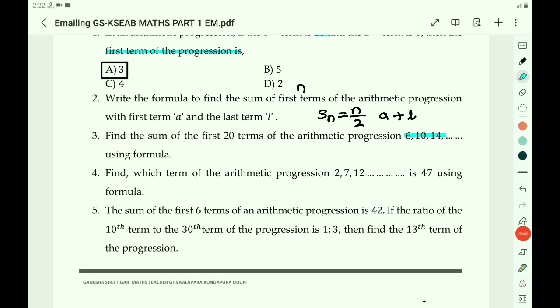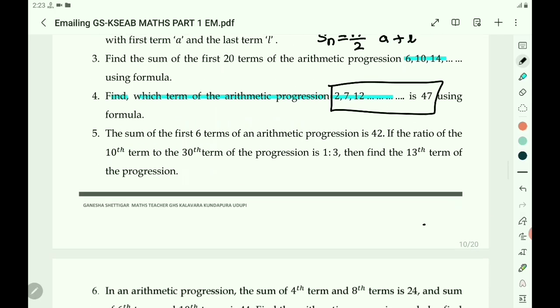Next you take the fourth question. That is the OR question of that question paper. Find which term of the arithmetic progression 2, 7, 12 and so on is 47 using formula. Then you write the AP 2, 7, 12.